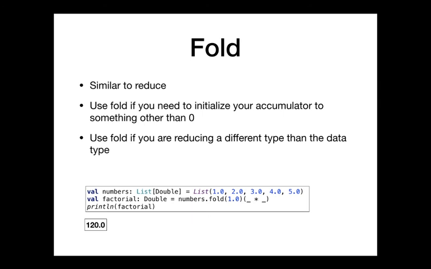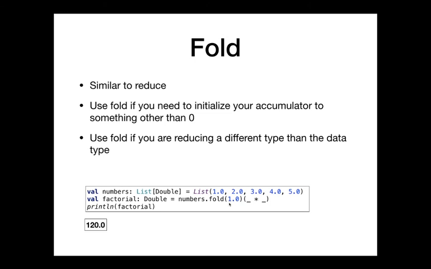Fold is very similar to reduce, but there are 2 reasons why I would use fold instead of reduce. One very important one: reduce always initializes the accumulator to 0. Well, what if I want to compute the, I did call this factorial, just because I happen to have 1 through 5. But if I want to multiply all the elements in a list and my accumulator initializes at 0, my result's always going to be 0 no matter what my data is. It's not very useful. Fold lets you initialize the accumulator to whatever value you want.